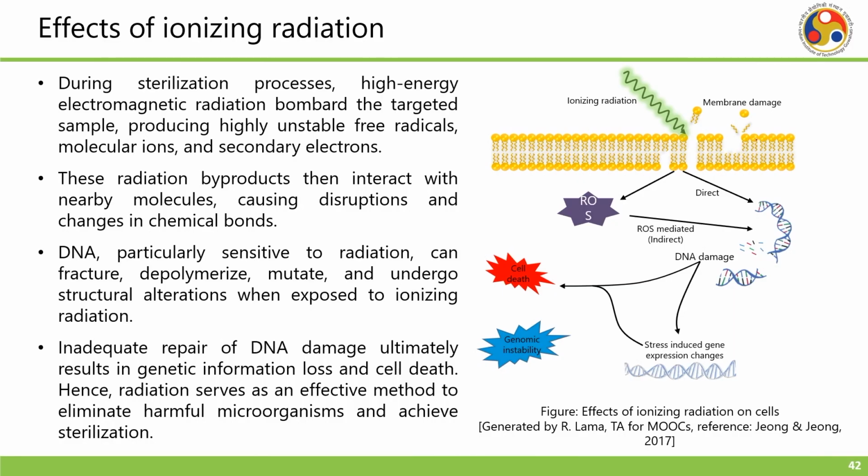So, here we can see the ionizing radiation causing membrane damage. It can directly break down the DNA, or it generates reactive oxygen species which will indirectly damage the DNA, and then this DNA damage may result in cell death, or sometimes the cell will survive. This will lead to stress induced gene expression changes, and then it results in genomic instability and can cause cell death.